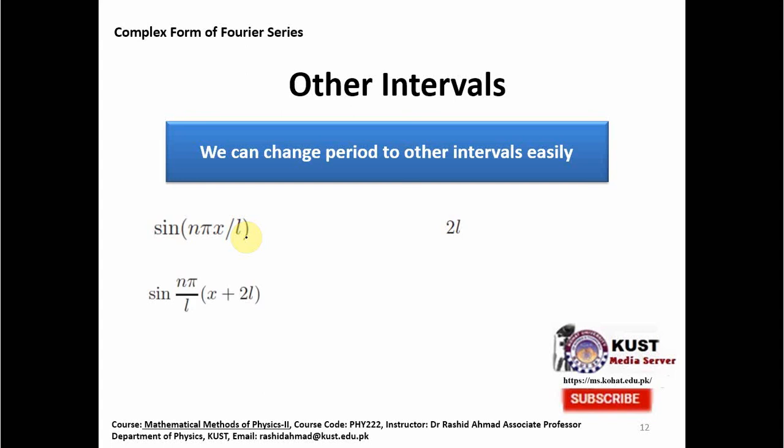Our sine can be written in this form as well. Because the period is 2L, you can simply write this by multiplying pi inside, and then it is just equal to sine n pi x by L, because it repeats itself after this interval.